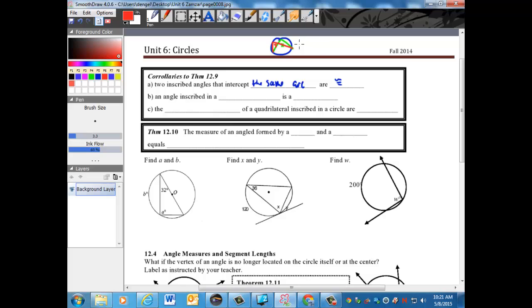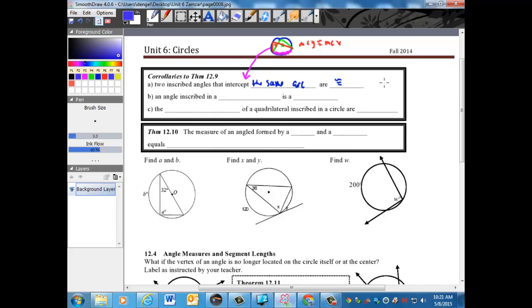What we can now say is that the measure of angle Y is congruent, equal, to the measure of angle X. The reason is that if you look at the endpoints of these two angles, they cover the same intercepted arc. So angle X and angle Y have to be the same measure because their intercepted arc is the same measure. This is what theorem 12.9 rule A is saying.